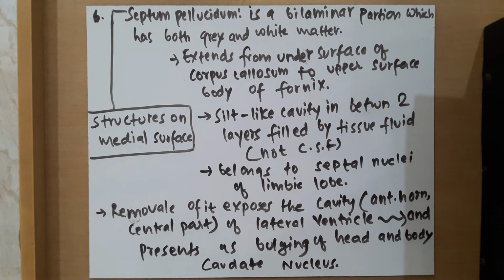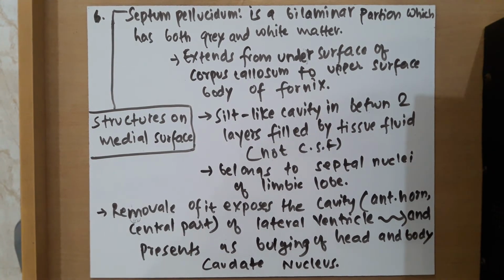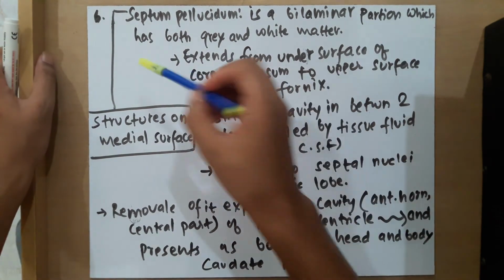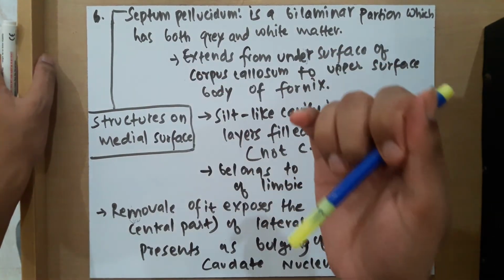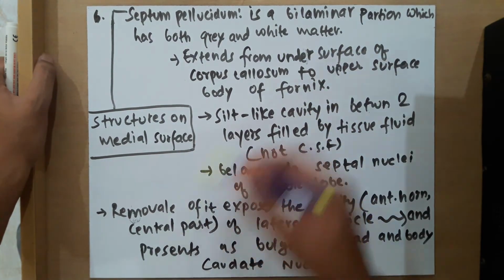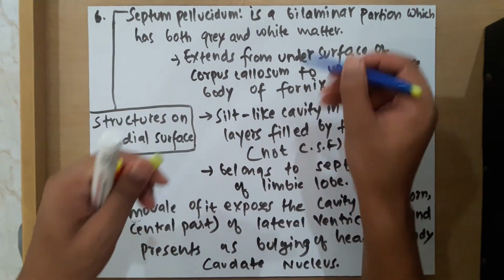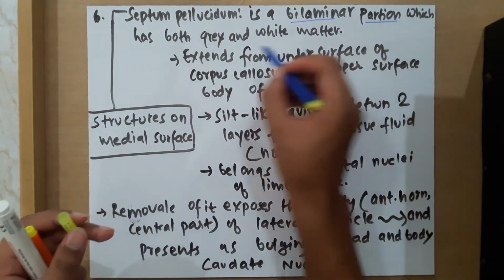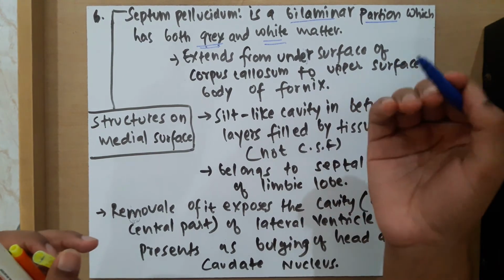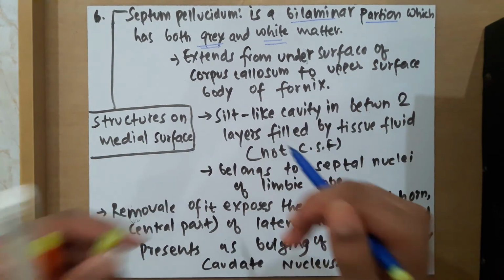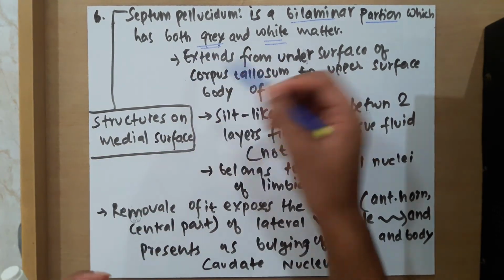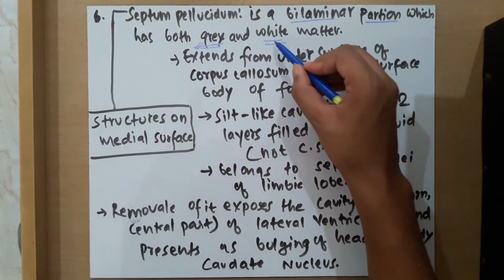So let's have a short marking on these things. After corpus callosum we discuss septum pellucidum. It is present in between the fornix and the corpus callosum, joining these two structures. It is a bilaminar partition and consists of both grey matter and white matter. Just remember, corpus callosum consists of white matter, fornix is also a band of white matter, but in between them septum pellucidum is a bilaminar partition of both grey matter and white matter.